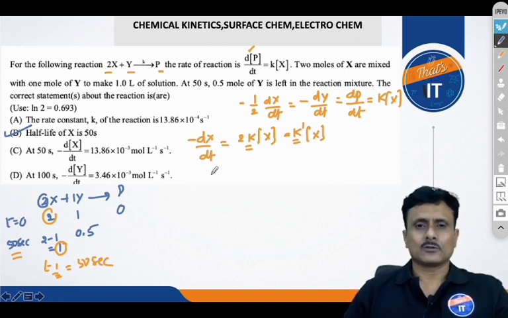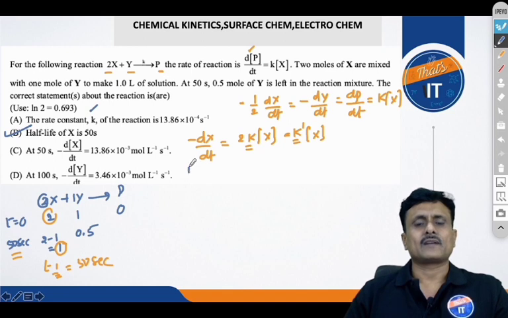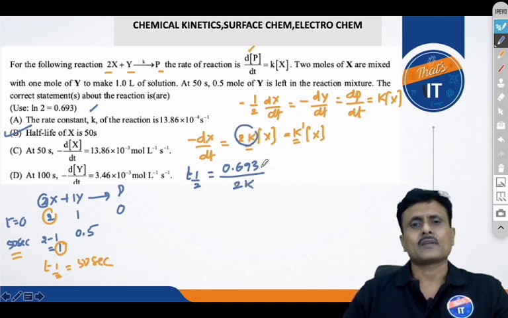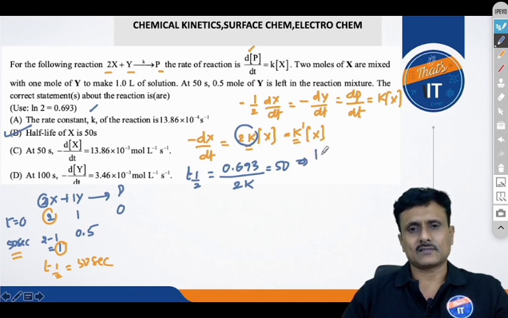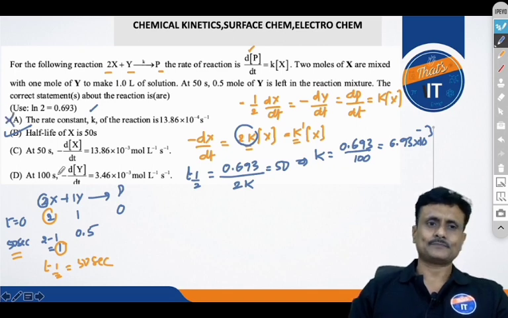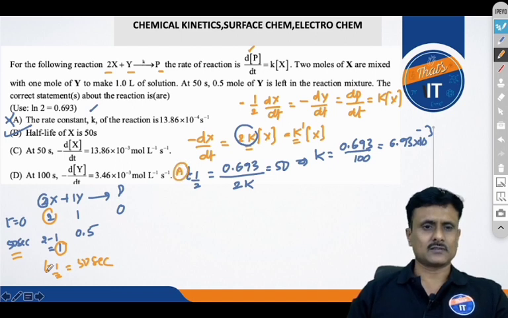Now, when you look at these values, you have to get dX by dt, isn't it? For that, first of all, you have to get the rate constant, and you know that t half is equal to 0.693 by k. Here you need to write the true rate constant, that is equal to 2 times of k, and this is equal to 50. This implies k is equal to 0.693 divided by 100, that is 6.93 into 10 power minus 3. So this is wrong. Let's go to, this is option A related solution, and this is option B related solution, and I am moving on to option C related solution.